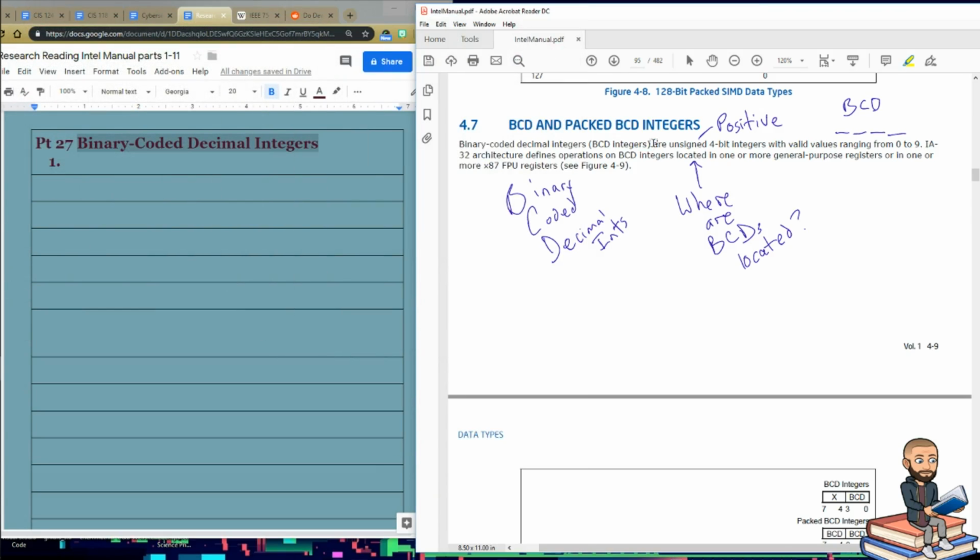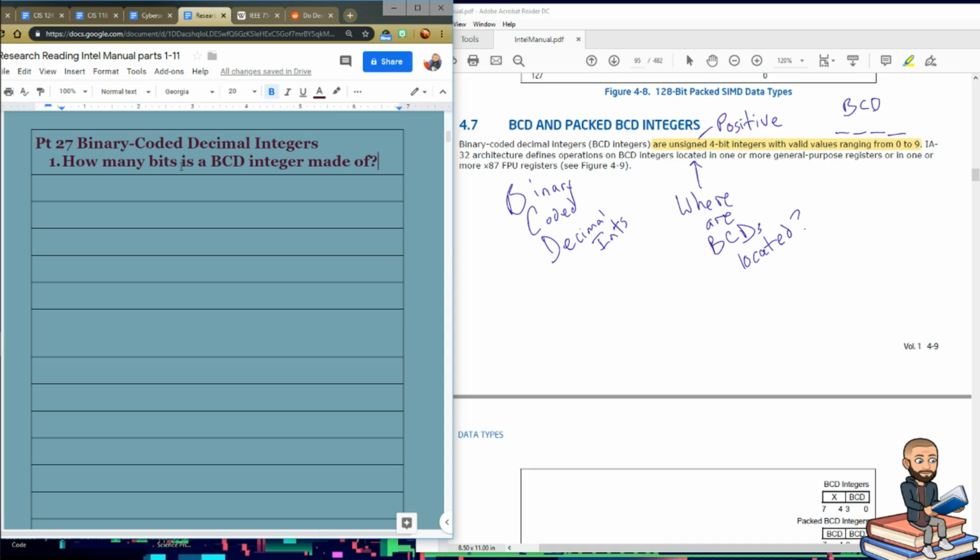And the Intel manual says as much. It says that BCDs are unsigned, so they can only be positive, and they are unsigned 4-bit integers with valid values ranging from 0 to 9. So we're very limited, huh? So there's your first question. How many bits is a BCD integer made of? And we're going to answer it by saying something like 4 bits at a time.